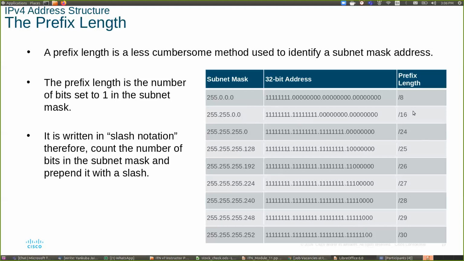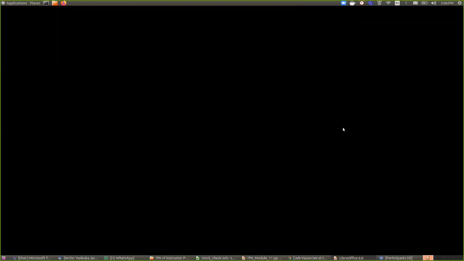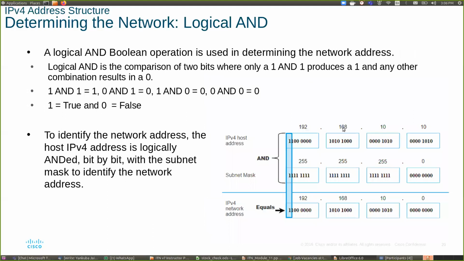Is that clear? Yeah, I got it. So determining the network using the logical AND. That is, if you are given the IP address and the subnet information, there is a method that you can use to know the network address. Logical AND. Okay? There is a logical AND operator. Okay? You have to use that logical AND operator.